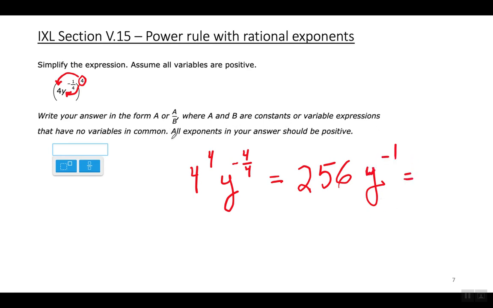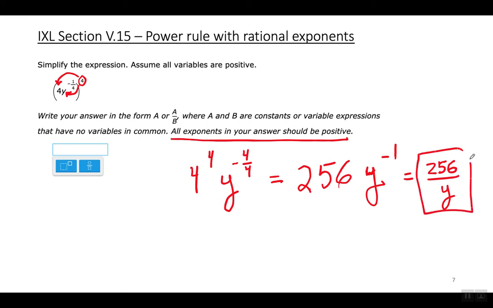Okay, and again, all exponents in your answer should be positive. So my final answer is, I've got to get rid of that negative sign by putting y to the first power in the denominator. And when it's to the first power, I don't write the 1. So this would be my final answer.